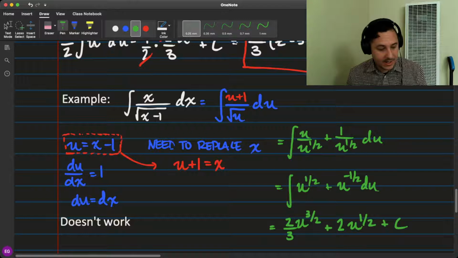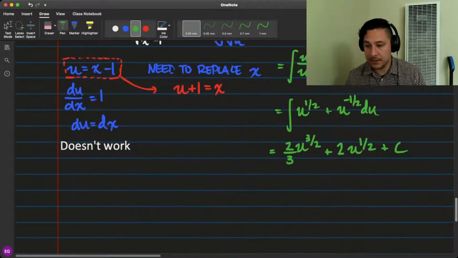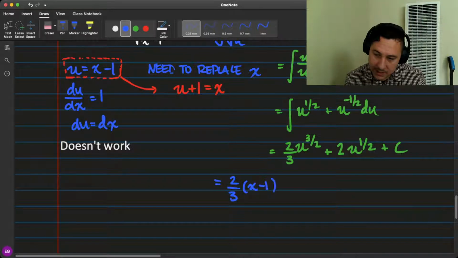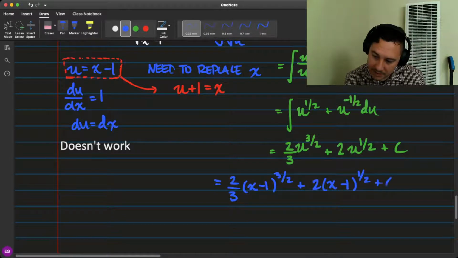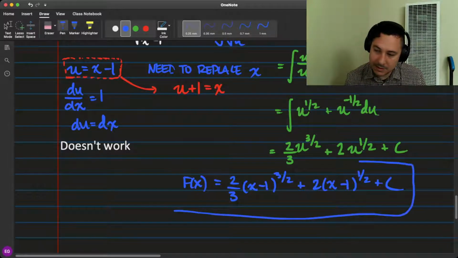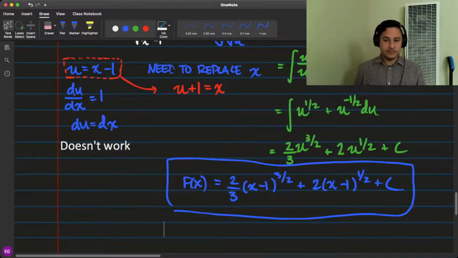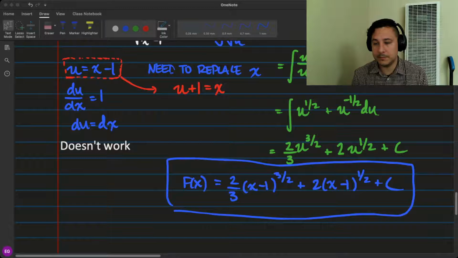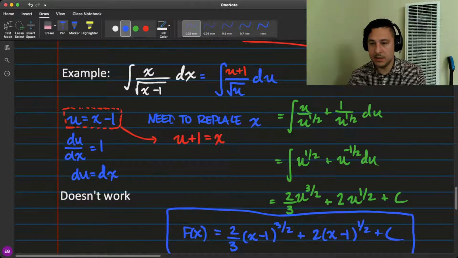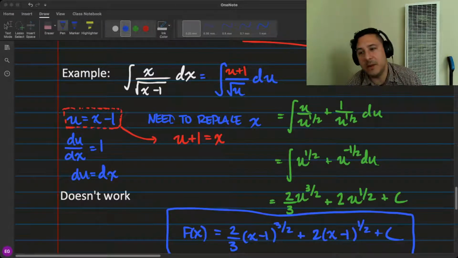And then now you can replace the x's back. So remember that u equals x minus 1, so you get 2/3 times x minus 1 to the 3/2, plus 2 times x minus 1 to the 1/2, plus c. And there's your f of x. Boom. And we can scroll up a little so you can see the previous work. There you go.